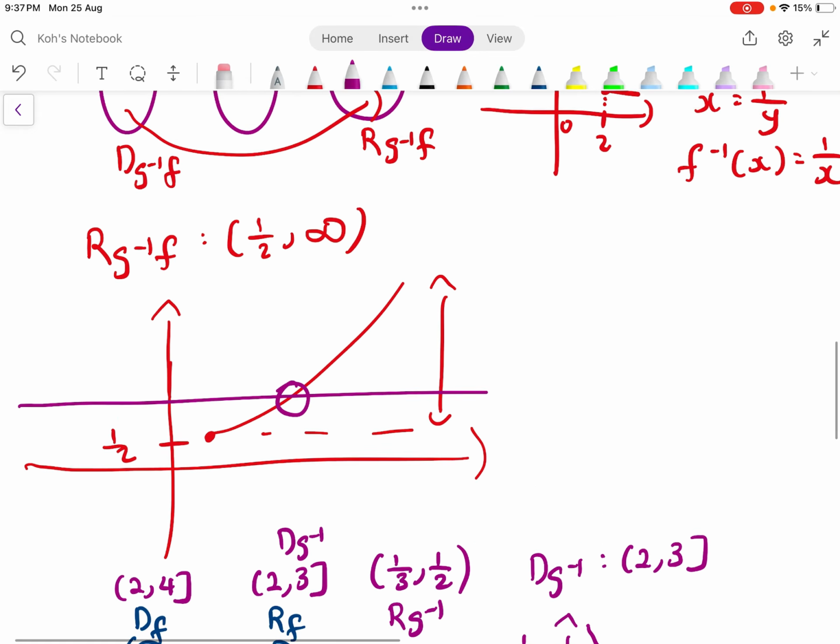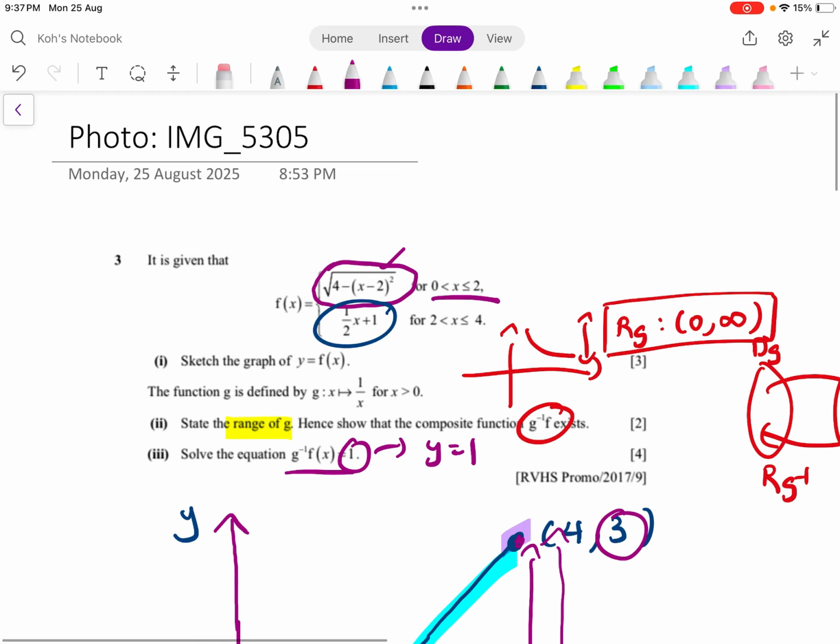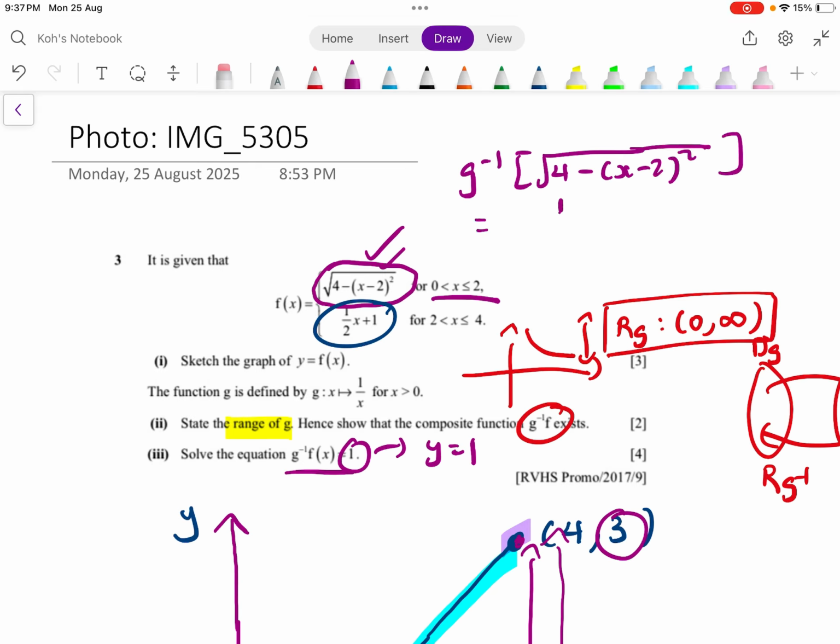So definitely, if I want to find the rule of G inverse F, I will need to use the first piece. So for example, for G inverse F, I simply sub in square root of 4 minus (x minus 2) squared for F. So I will get something as such: 1 over, because my G inverse x is 1 over x, I just replace all the x's with this thing. Okay, so that will be the composite function of G inverse F.